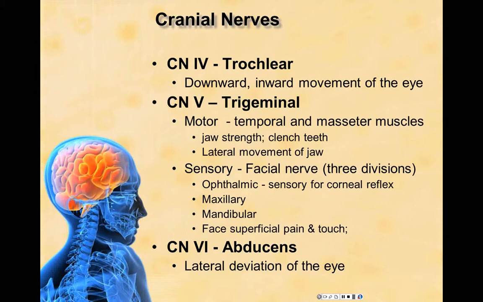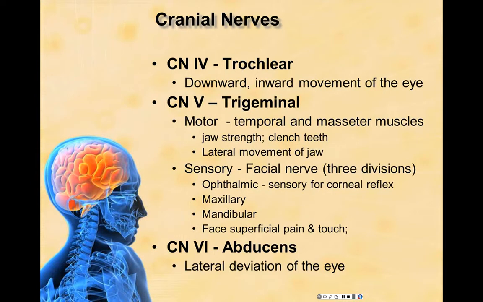Cranial nerve 5, or the trigeminal nerve, is responsible for both motor and sensory function of the trigeminal area. The motor is temporal and masseter muscles, which is evaluated by jaw strength, or clenching the teeth, and the lateral movement of the jaw. Sensory, there are 3 divisions of the trigeminal nerve: the ophthalmic, maxillary, and mandibular. And so you would evaluate those individually for sensation and superficial pain and touch.